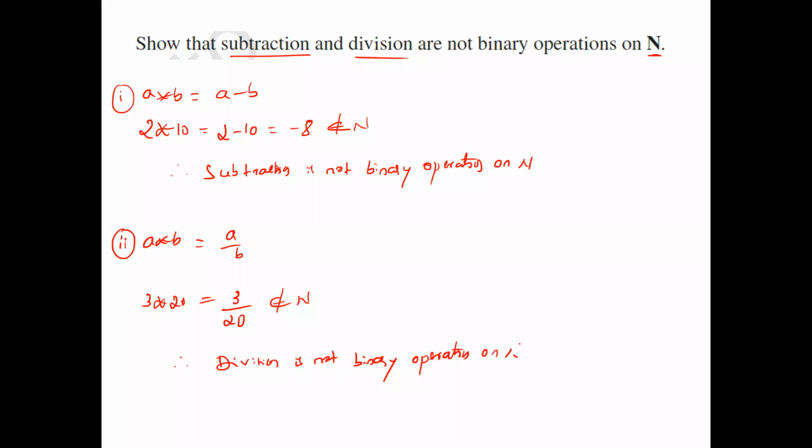on n. In case, in place of natural number, it would have been given the real number, then it is a binary operation. Why? Because all the values belong to real number. So in place of n, if they give the real number, definitely it is a binary operation. So it always depends on the operation and which set. Okay, move to the next slide. Next, we are going to study some properties on binary operation.